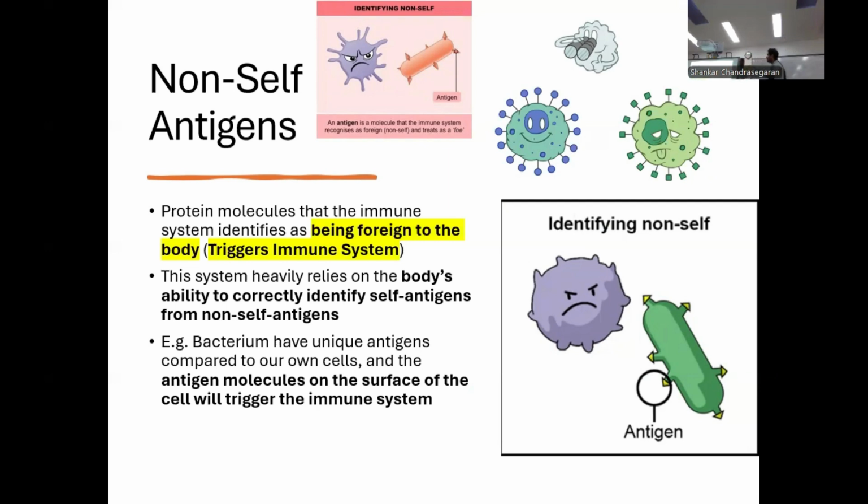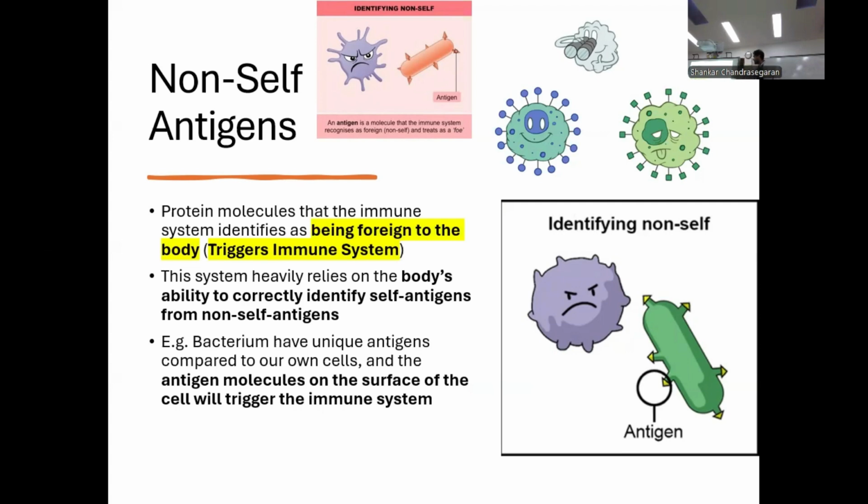This system of using non-self and self antigens relies very heavily on the body's ability to correctly identify self antigens from non-self antigens, right? Only if your body is very good at telling which cells in your body are yours and not yours can this system of using antigens work efficiently. And most of the time, that is the case. Most of the time, your body is really good at identifying self antigens versus non-self antigens. But there are also places where this becomes an issue, and we're going to talk about that.